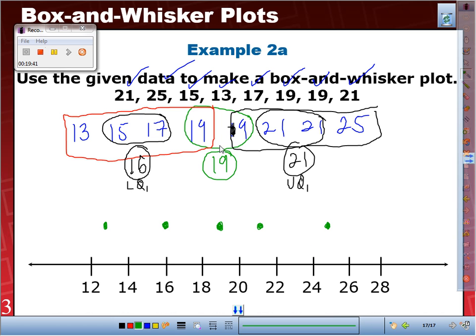So now check this out. Our first line is going to be at the median. Our other line is at the upper quartile. Our other line is at the lower quartile. And now we make a box out of these three. Does everybody see that? And once we have that, now we just make a whisker to the maximum and a whisker to the minimum.